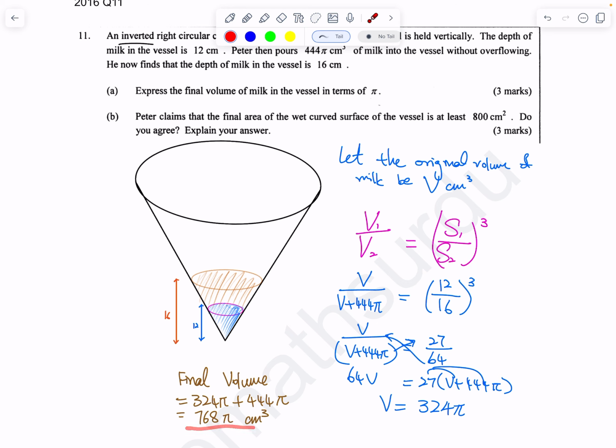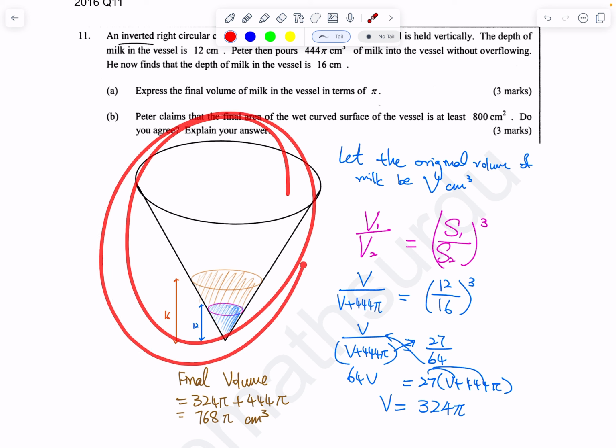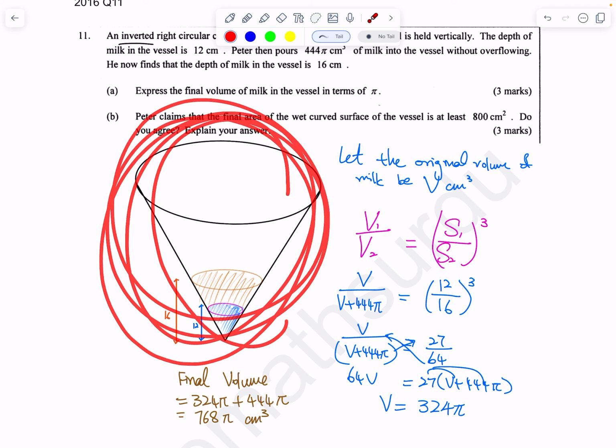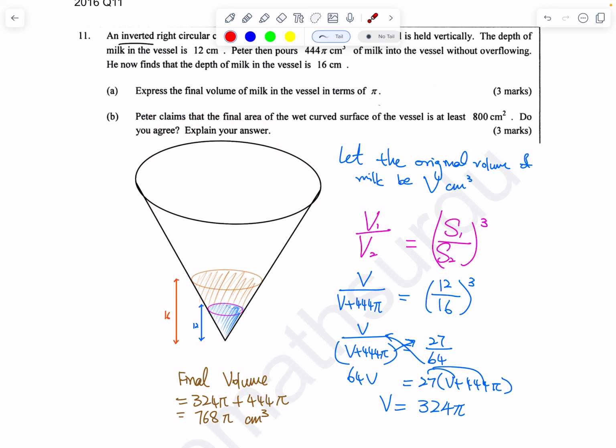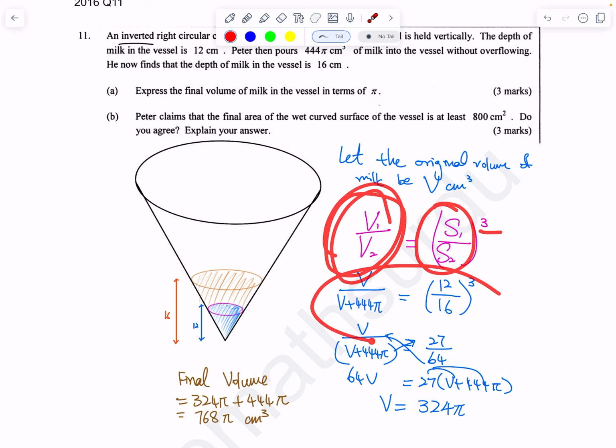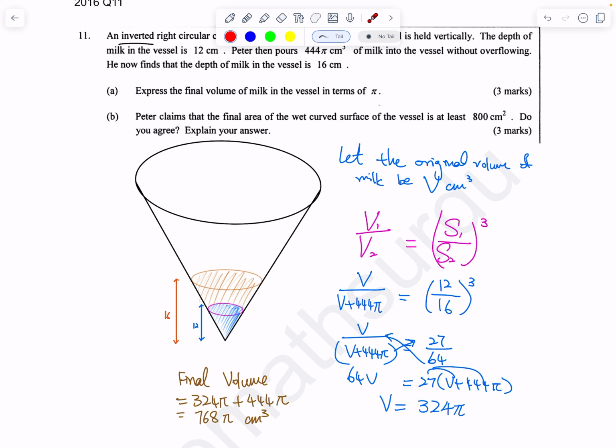So it's very important that you know that even if you don't know anything, you can at least know that they are similar figures, and then because they're similar figures, you can do ratio. Volume ratio is the side ratio cube. Writing this thing, you can at least get 1 mark sometimes too. Okay, good? Yeah. So part A is like that.